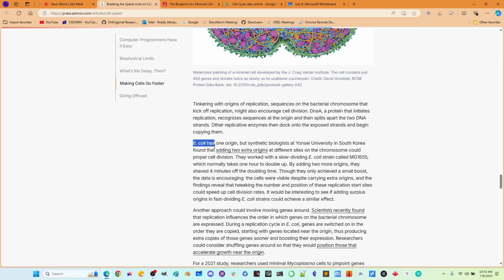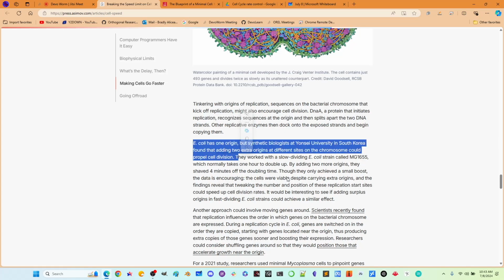So what they're talking about here is that E. coli, of course, is a circular genome, and there's one site, origin site or origin fork for replication, and so it starts at that point and goes around, and it takes a while to go around with the polymerase and make a copy. But if you have 2 extra origin sites at different sites on the chromosome, you can actually copy the genome in less time and speed up cell division.